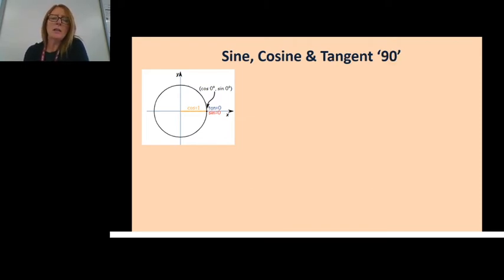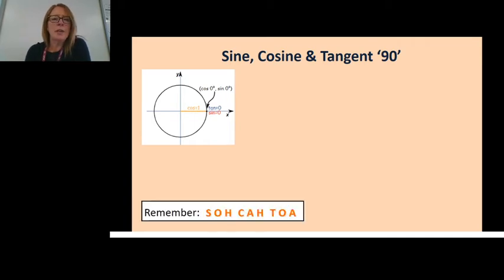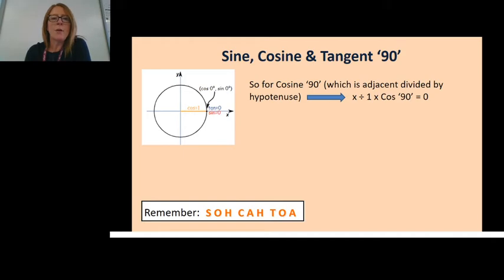Now for sine, cosine and tangent 90 degrees, so in other words, we're imagining we've got a 90-degree angle given. Remembering SOHCAHTOA again, for cosine 90, we're looking at the adjacent divided by the hypotenuse. So again, we're looking at x divided by 1, remember the 1 being that radius that we've been given, which is the hypotenuse, times cosine 90 gives me a reading of 0.